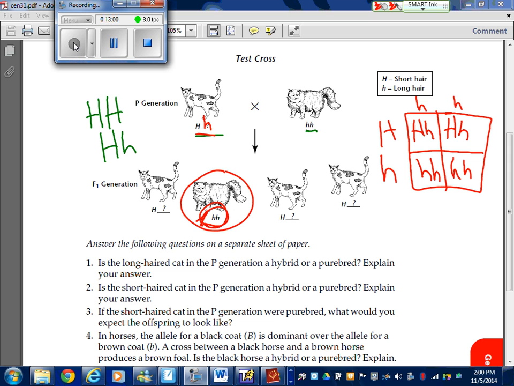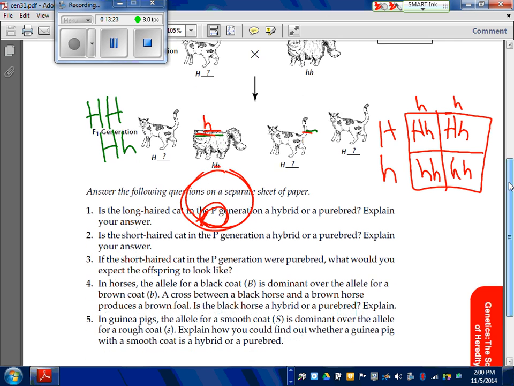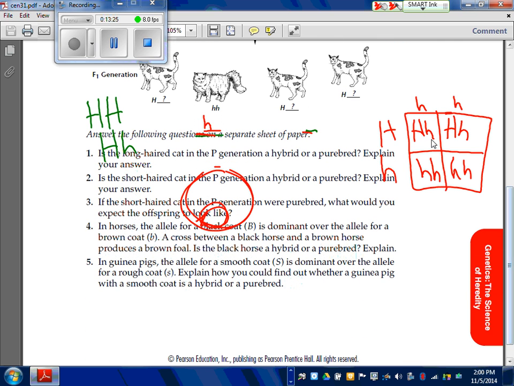You could, and this would really mess with your data, if you mated these two cats, have a litter where every single kitten was long hair. That would really mess with you. You would think that maybe the long hair was dominant. But it's unlikely, but it's possible. Okay? So with that, let's take a quick look at these other answers and see if you have other questions. Yes?